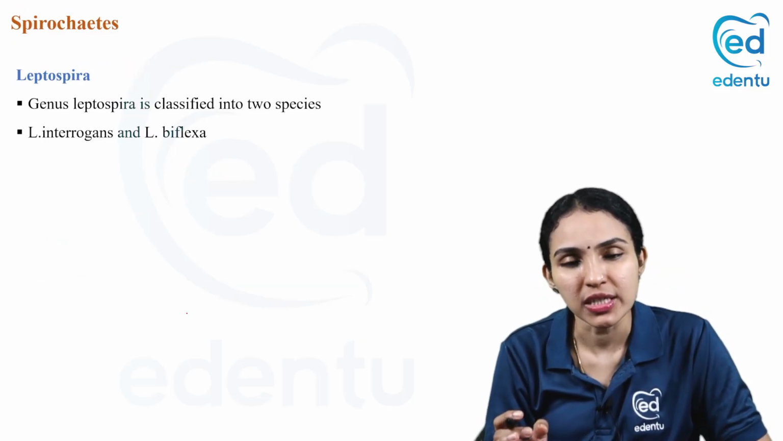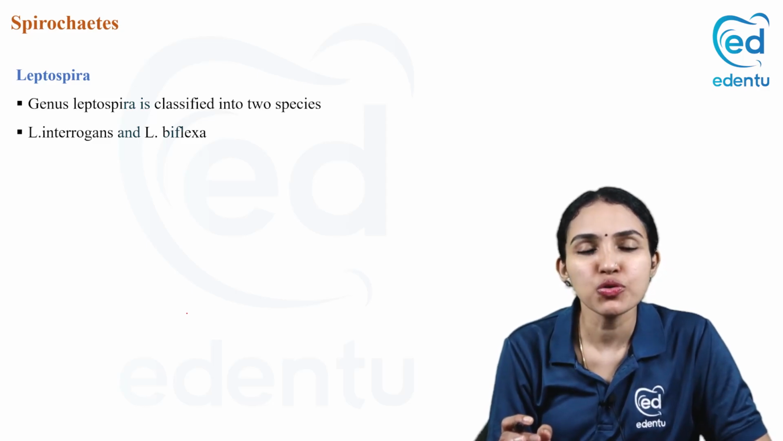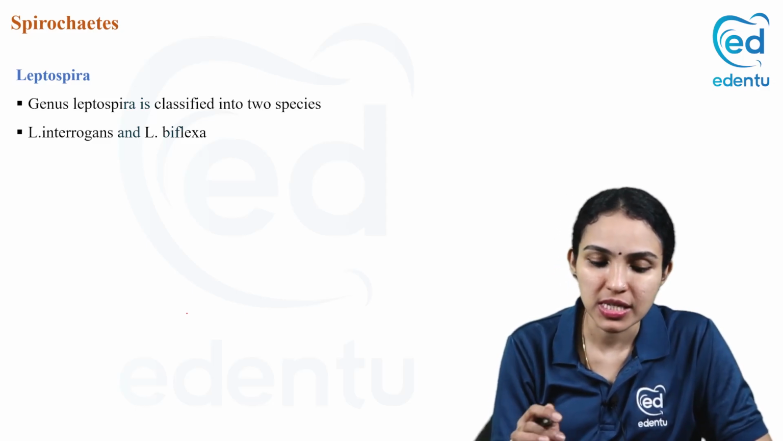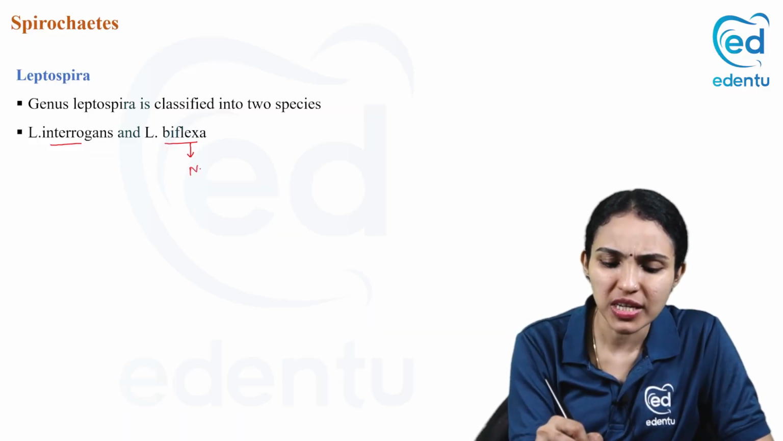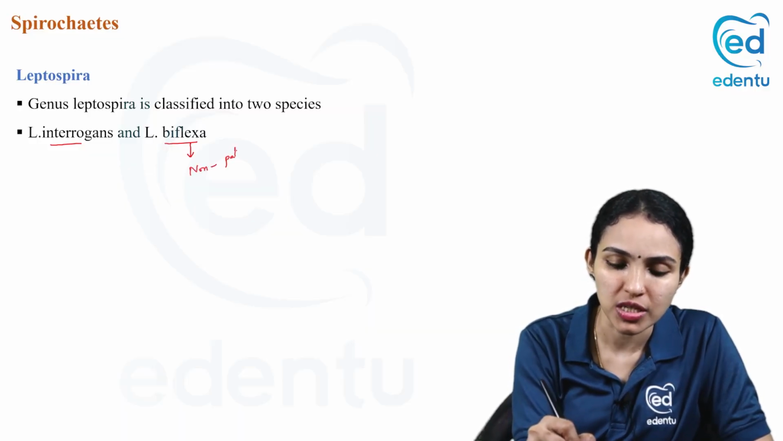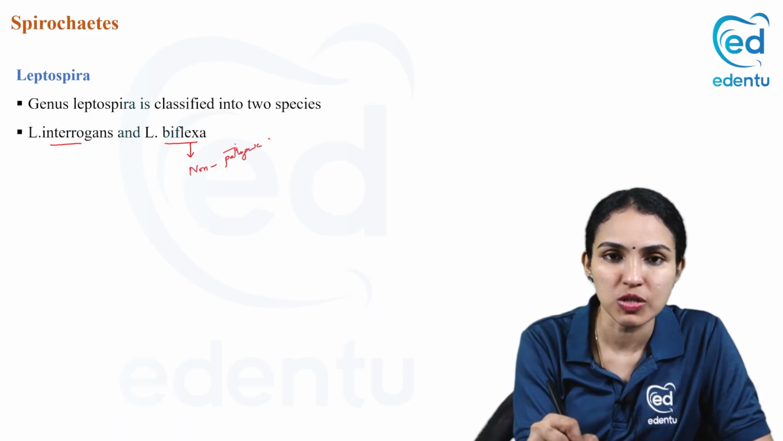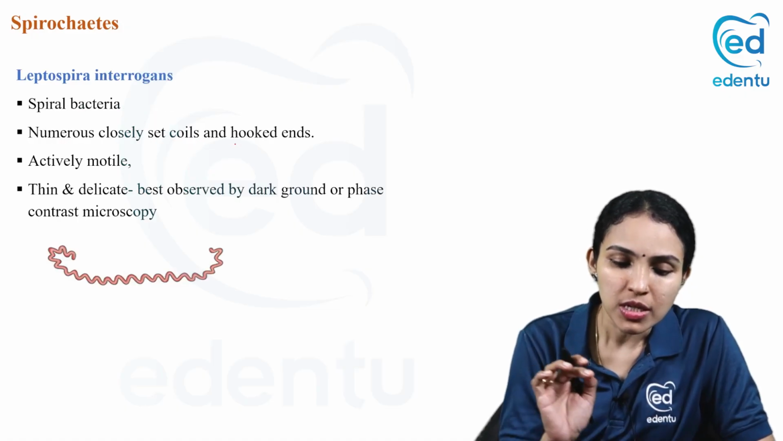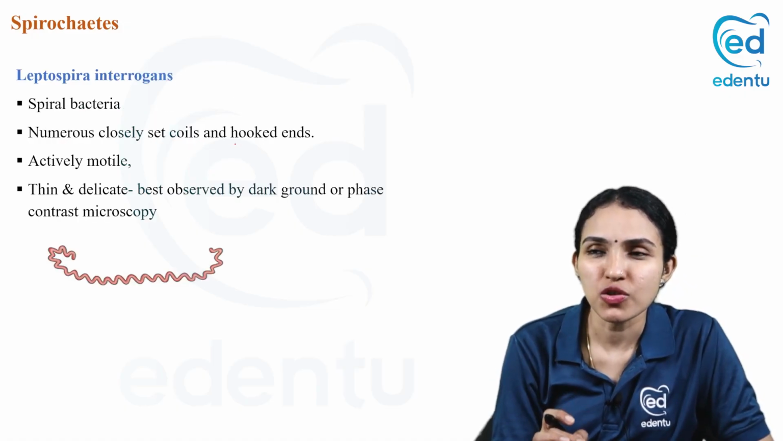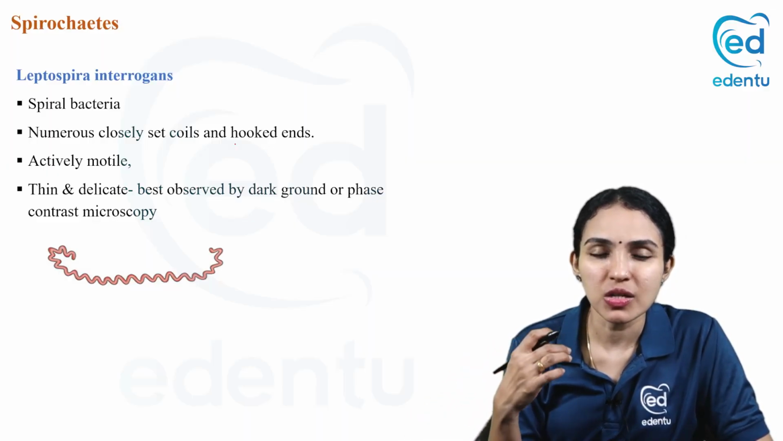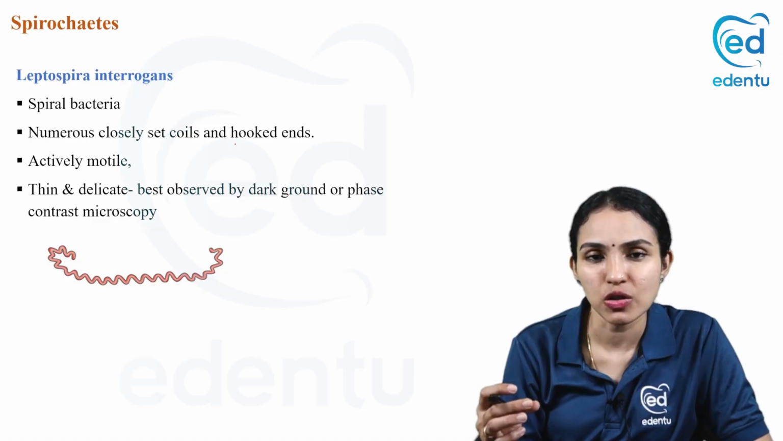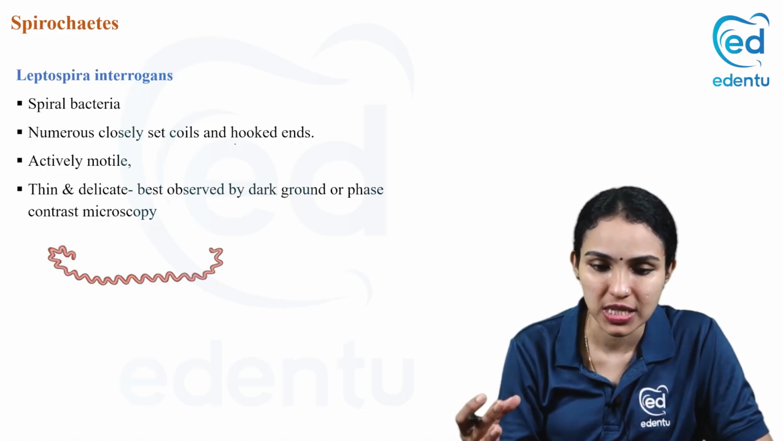Coming to the next one, that is Leptospira. The genus Leptospira is classified into two species, interrogans and biflexa. Biflexa is mostly non-pathogenic. So what is pathogenic is Leptospira interrogans. You also call the subspecies Leptospira interrogans icterohaemorrhagiae. That means it can cause icterus, that is jaundice, and also hemorrhagic manifestations.